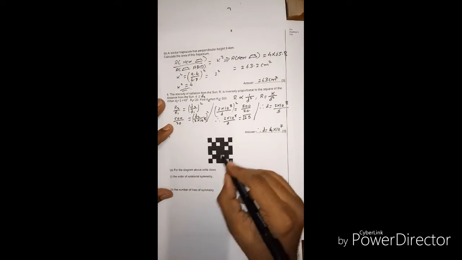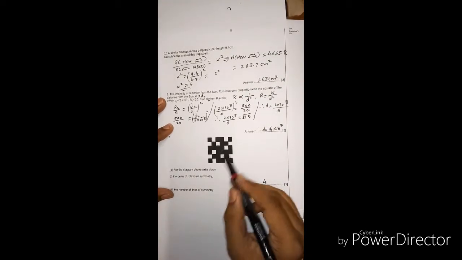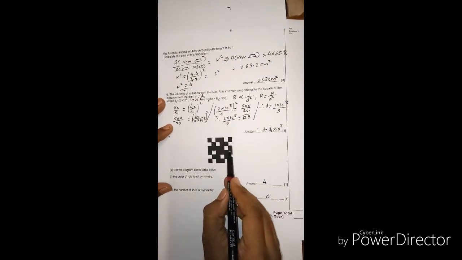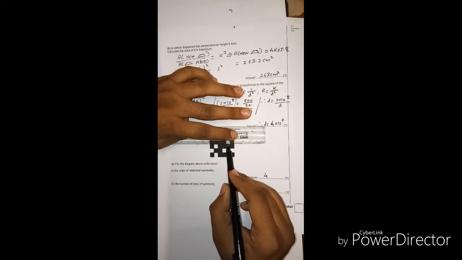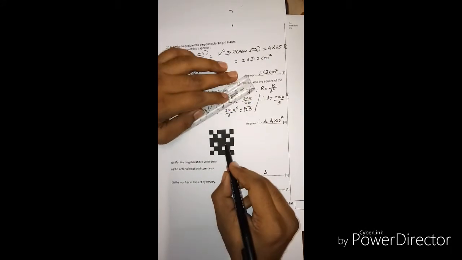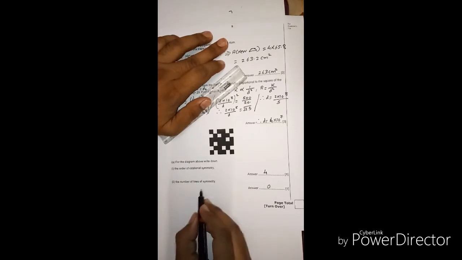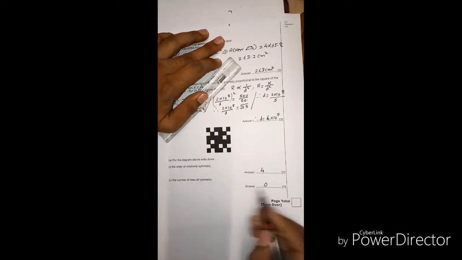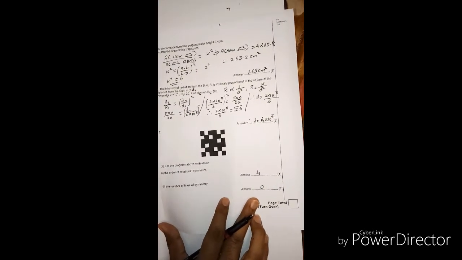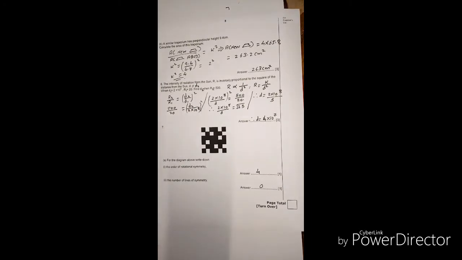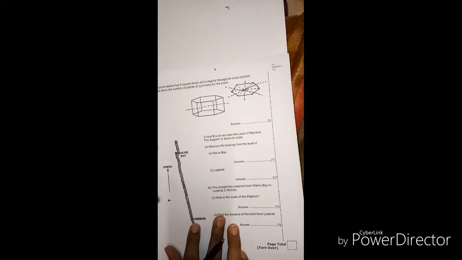As we can see, diagonally, if we draw a line of symmetry, we do not get a similar figure. Similarly, if we draw it in this manner, the white part is not going to overlap because we have a black part over here. This is not similar, so we will not have any line of symmetry in this figure, so it will be 0.